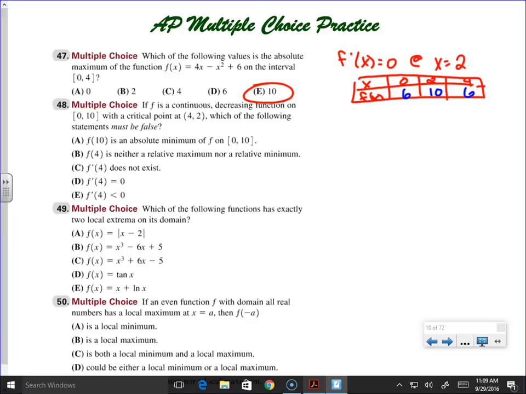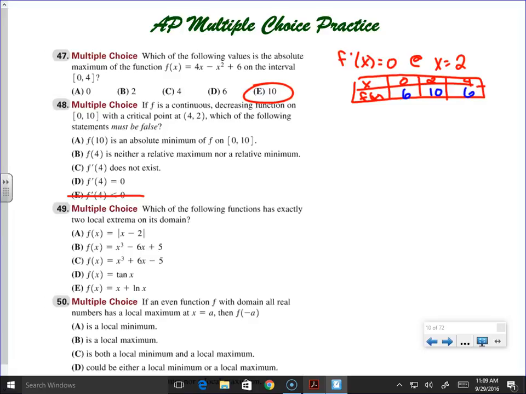Okay. Number 48. I got E. Let's see. If f is a continuous, decreasing function on 0 to 10 with a critical point at 4, which of the following must be false? I don't know. f prime of 4 could be true. That's the description of decreasing, right? So D must be false. 4 is in between 0 to 10, so it better be decreasing. So that's not it. f prime of 4 equals 0. It's a critical number.